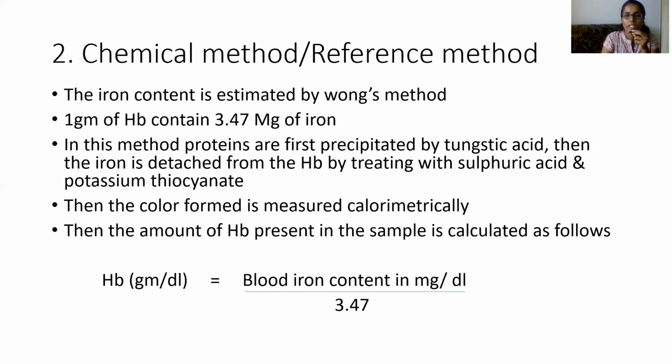For this technique, first we need to precipitate the protein present in the blood sample. For that, add tungstic acid, and now add sulfuric acid and potassium thiocyanate to separate the iron present in the blood sample. Okay, the iron present in the hemoglobin is detached by the addition of sulfuric acid and potassium thiocyanate. And now the color formed is measured colorimetrically and hemoglobin present in the patient sample is calculated indirectly. That is, hemoglobin in gram per deciliter is equal to blood iron content in milligrams per deciliter divided by 3.47.